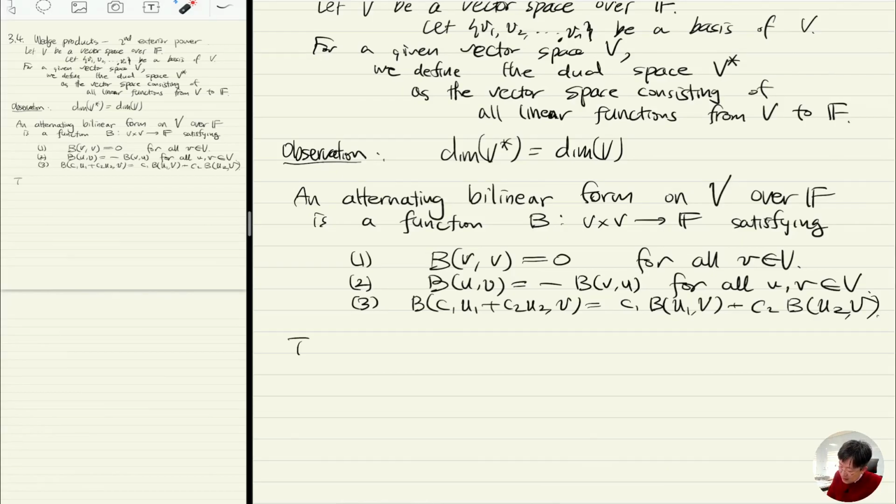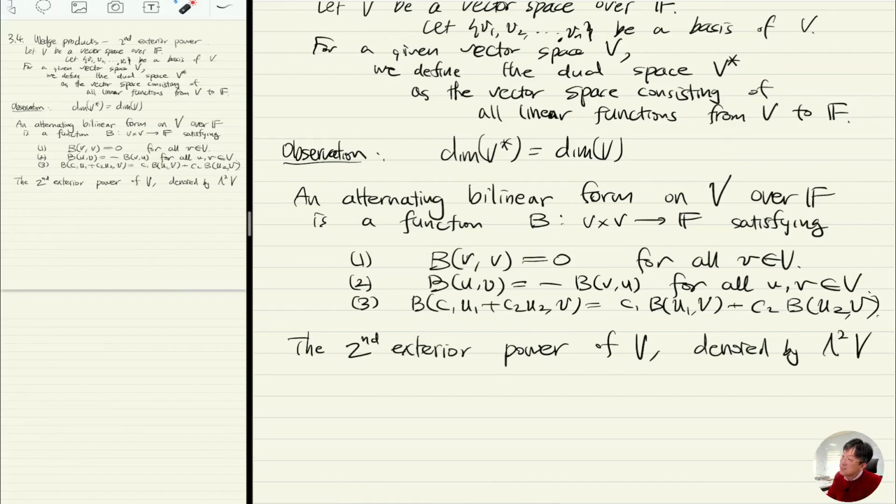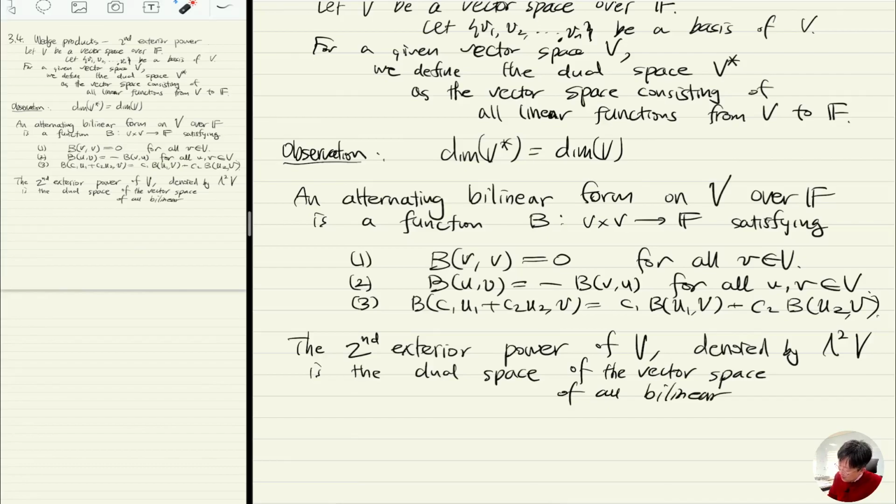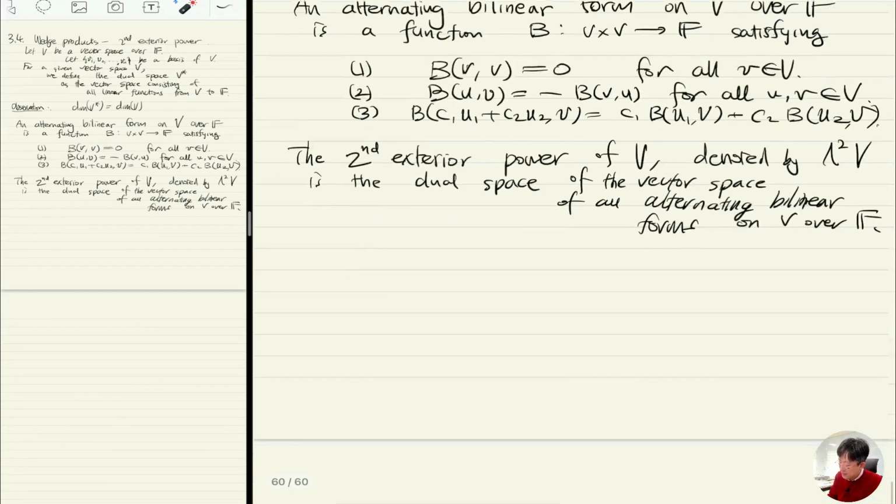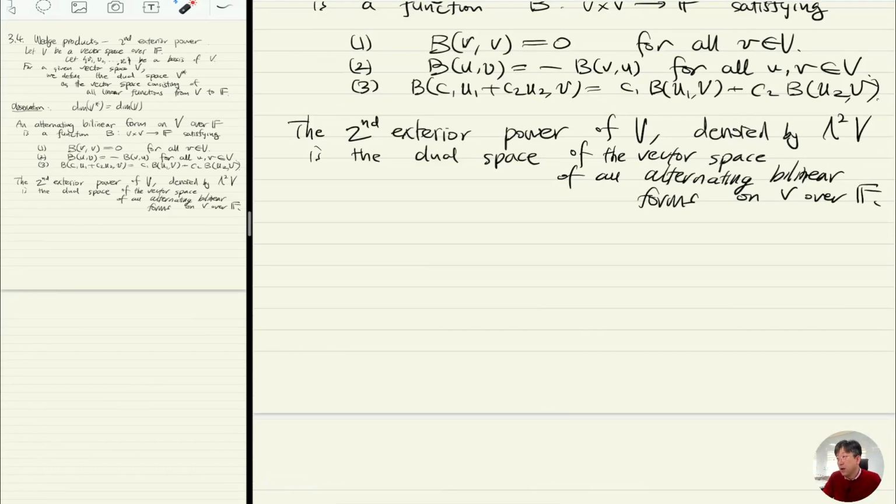And then the second exterior power of V is the dual space of the vector space of all alternating bilinear forms on V over F. Okay, so that's the definition of the second exterior power of the vector space.